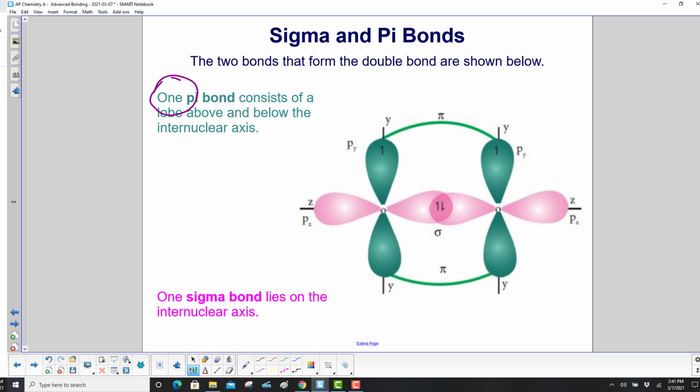One pi bond consists of a lobe above and below the internuclear axis. Right, here's your internuclear axis. Even though we see two pi's here, that is just one bond. One sigma bond lies along the internuclear axis, and here you can see where they're overlapping.